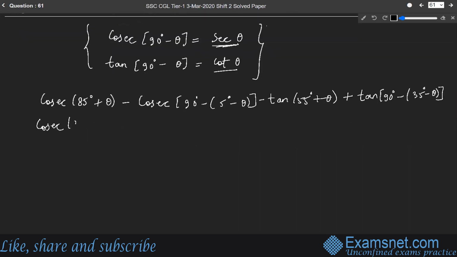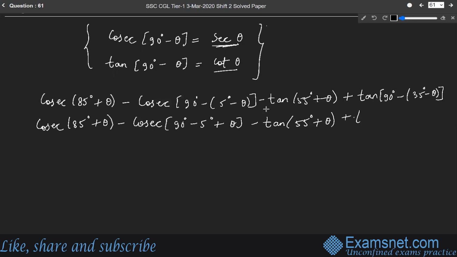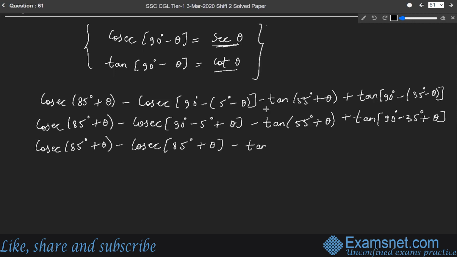It will be cosec 85 degree plus theta minus cosec. Here we will have 90 degree minus 5 degree and minus will be plus theta minus tan of 55 degree plus theta plus tan of 90 degree minus 35 degree and again minus will be plus theta. All right. So it will be cosec of 85 degree plus theta minus cosec of 90 degree minus 5 degrees, 85 degree and plus theta minus tan of 55 degree plus theta plus tan of 90 minus 35 is 55 degree and plus theta.